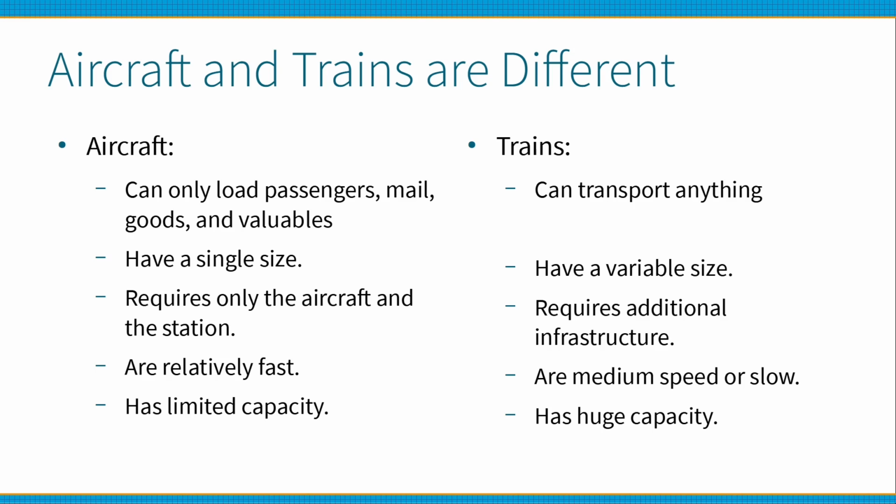Now, trains, on the other hand, can transport anything, and they can be a variable size. This is going to actually factor into how we design our experiment. But they also require additional infrastructure, and that means that they have some overhead associated with them. Compared to airplanes, they're quite slow, and to other types, they may be of a medium speed or slow speed, but they make up for it in their capacity.